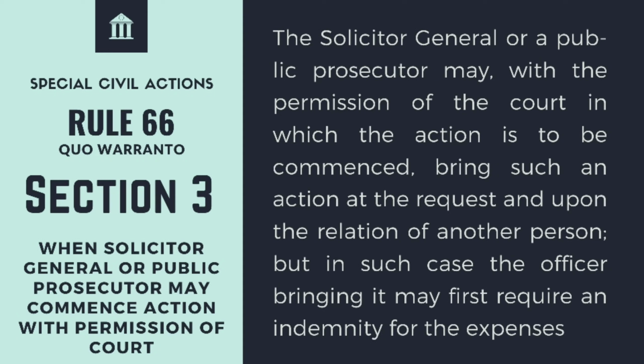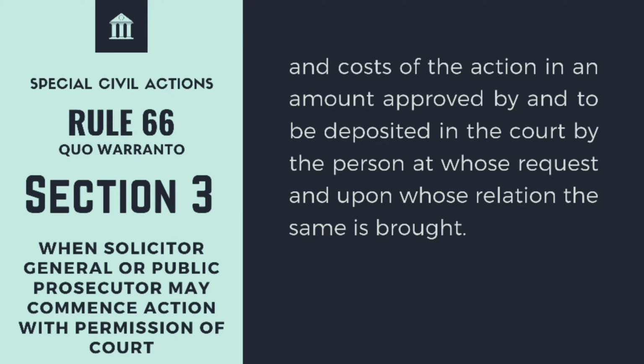Section 3. When Solicitor General or Public Prosecutor may commence action with permission of court. The Solicitor General or a Public Prosecutor may, with the permission of the court in which the action is to be commenced, bring such an action, at the request and upon the relation of another person, but in such case, the officer bringing it may first require an indemnity for the expenses and cost of the action, in an amount approved by and to be deposited in the court, by the person at whose request and upon whose relation the same is brought.